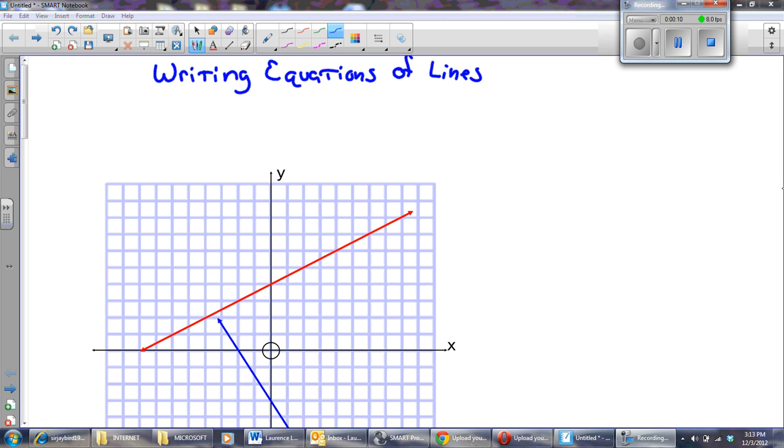Anyway, today we're going to be writing equations of lines. We're going to be given graphed lines, and then we're going to work backwards and determine what their equations are. Now, it's really easy to do. We're going to write our equations in this form.